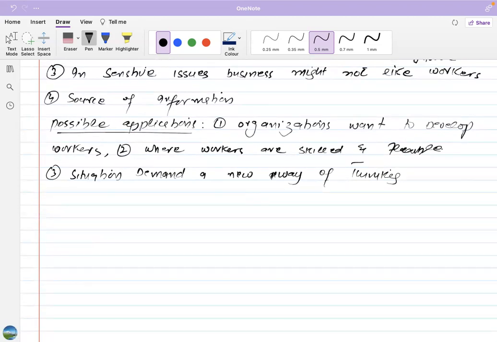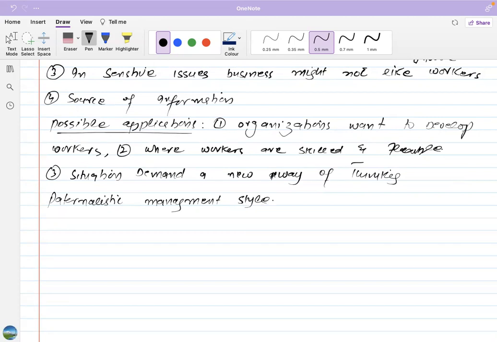The third style of leadership that we are going to study is the paternalistic style of leadership. A little tricky one to study, but still we are going to. And please do ask any questions if you have after we study this paternalistic style of leadership.